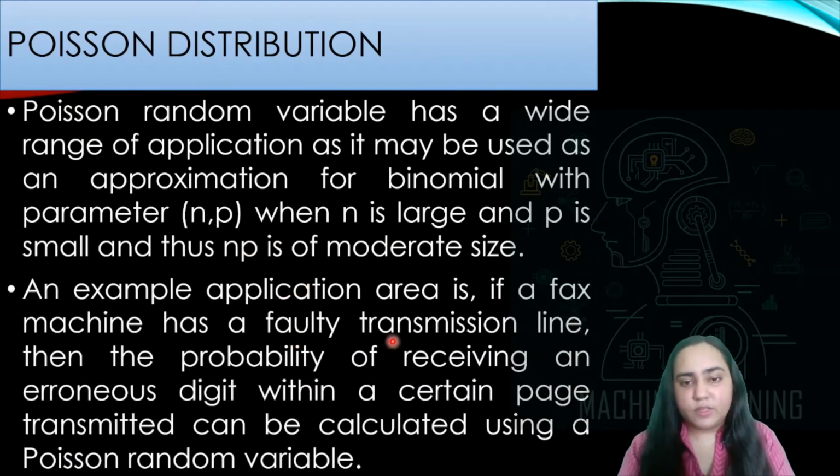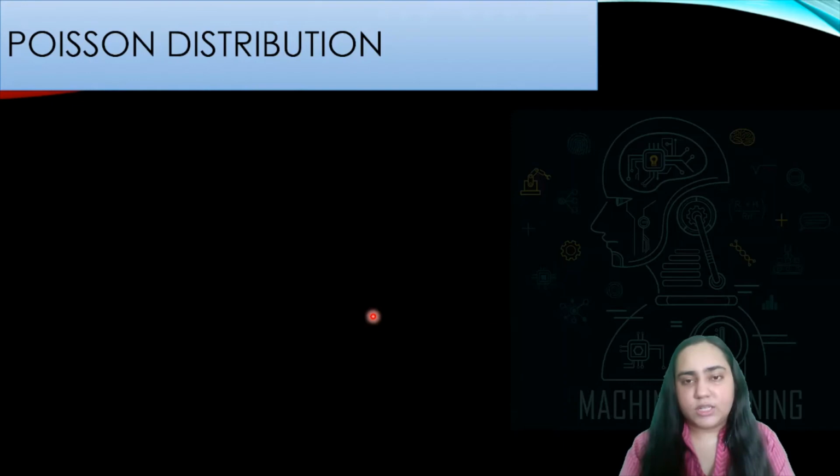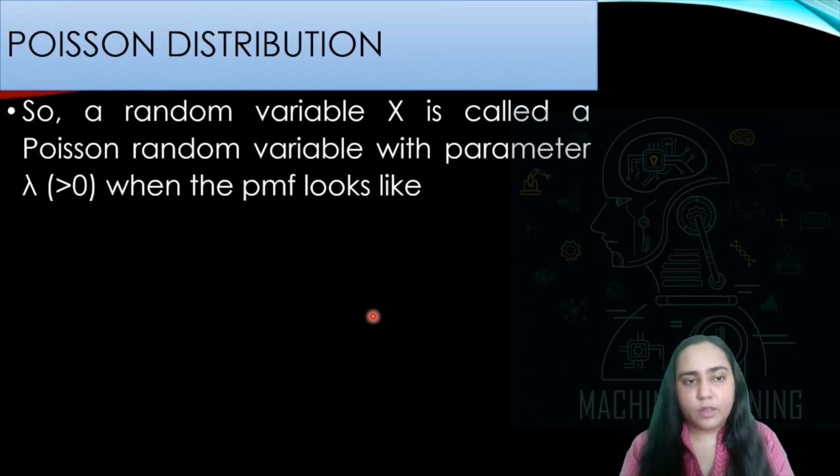An example of this is if a fax machine has a faulty transmission line, then the probability of receiving an erroneous digit within a certain page transmitted can be calculated using the Poisson random variable. So anytime you have such data where you have something faulty or not working, you could be using the Poisson distribution to calculate the Poisson random variable.